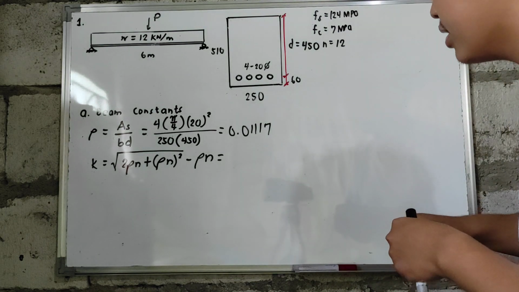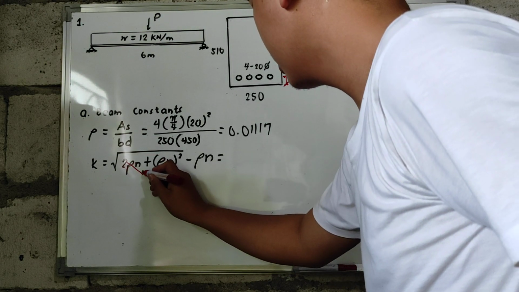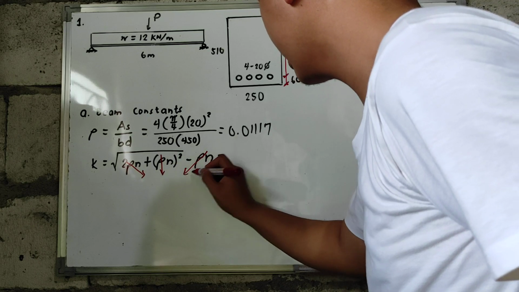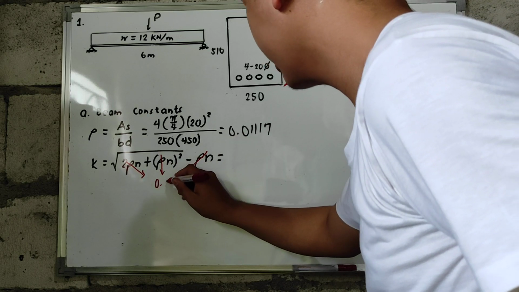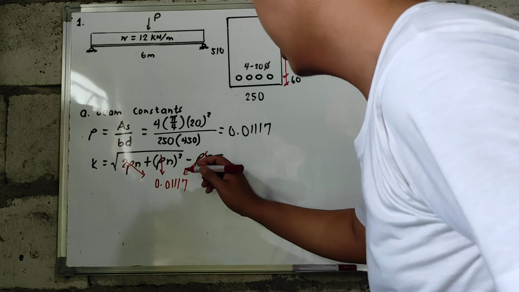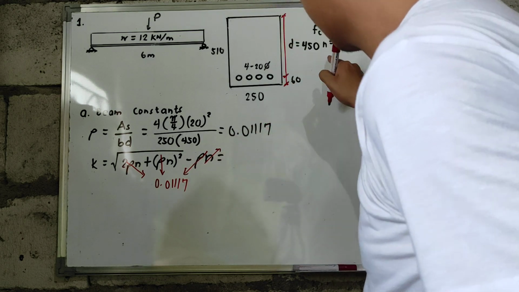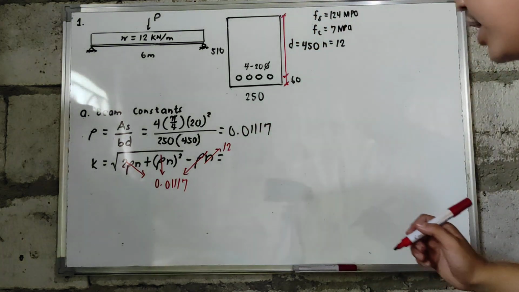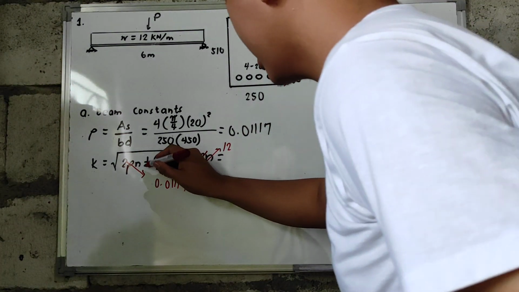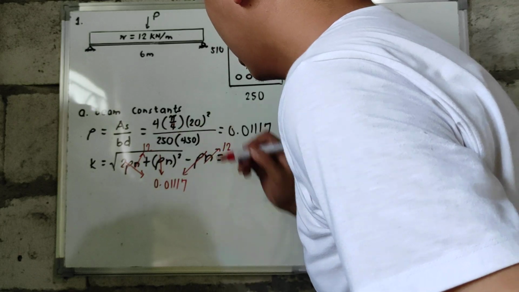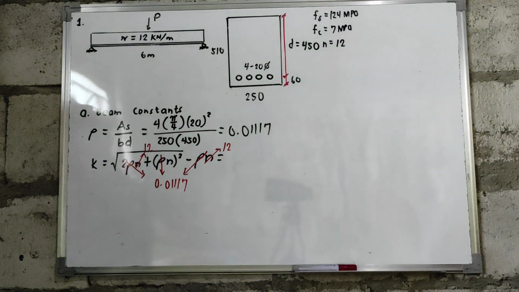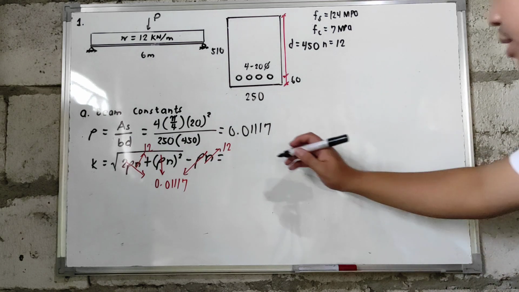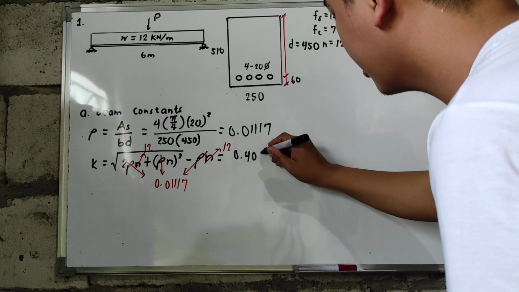So, dito yung value ng rho natin. So, yung value ng rho natin, that is equal to 0.01117. And yung value naman ng n natin, that is 12. So, usually given naman yung n natin. So, that is 12. So, K is now equal to 0.4008.